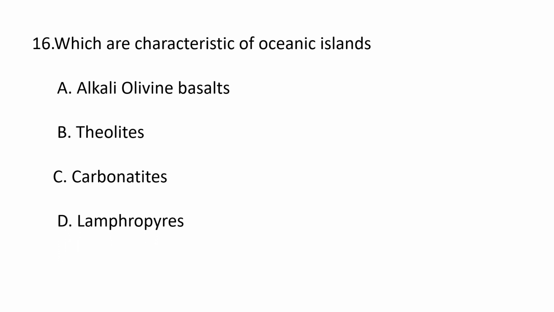Alkali basalt or alkali olivine basalt is a dark colored, porphyritic volcanic rock usually found in oceanic and continental areas associated with volcanic activity such as oceanic islands, continental rifts, and volcanic fields. So, A is the correct option.